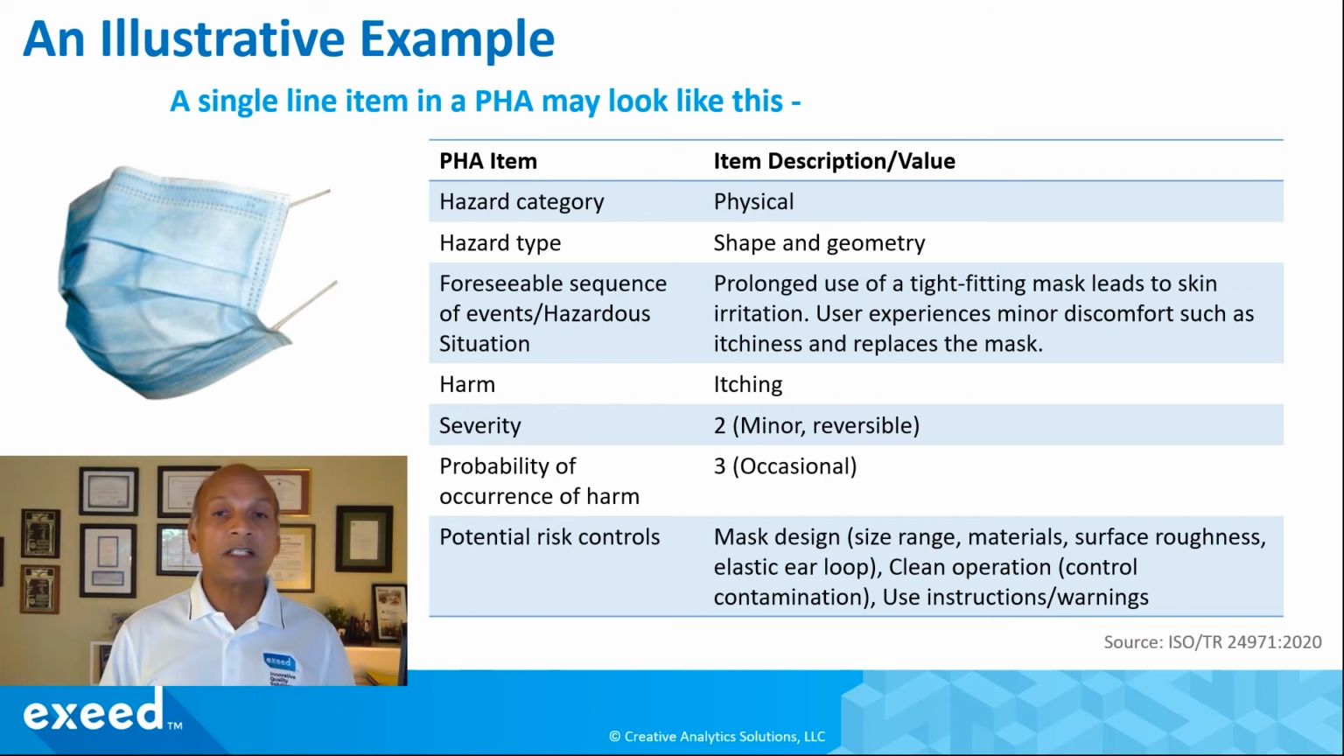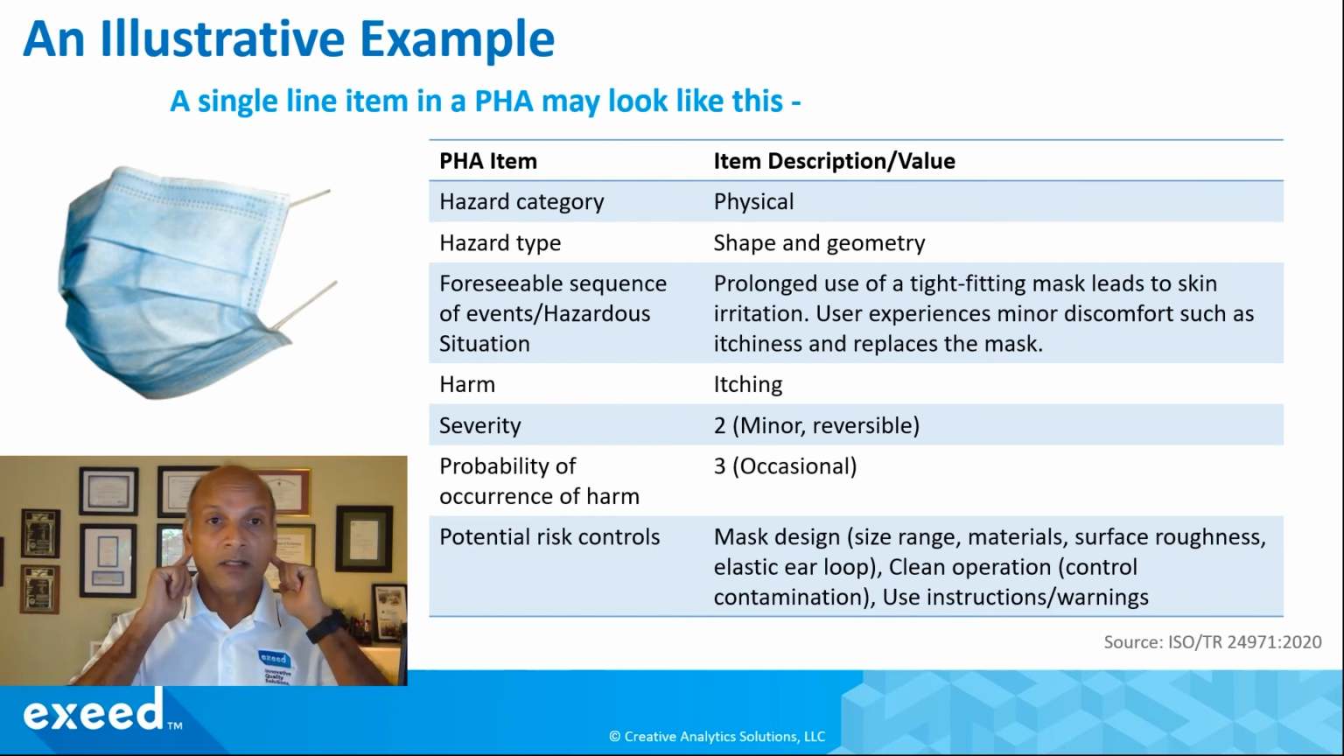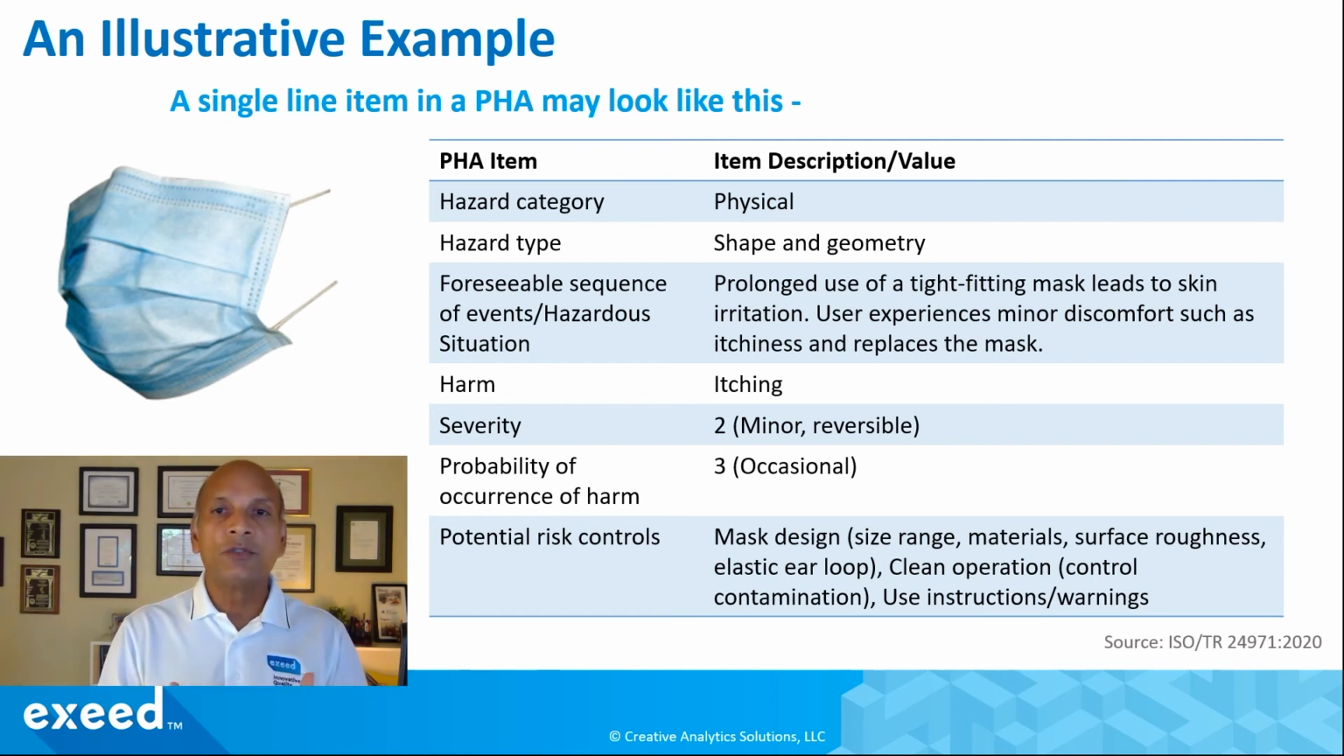Potential risk controls you may consider are the design. For example, the size range, the dimensions, the material of construction, their softness, the surface roughness, the elastic ear loop, the tension in that loop sometimes can even cause pain and irritation behind the ear. So you have to think about that. How about when the mask is made? There should be clean room conditions, some clean environment, because some contamination can go on the mask and may irritate the user. Then finally, you can also consider use instructions and warnings. So a variety of controls can be considered for a simple thing like that.